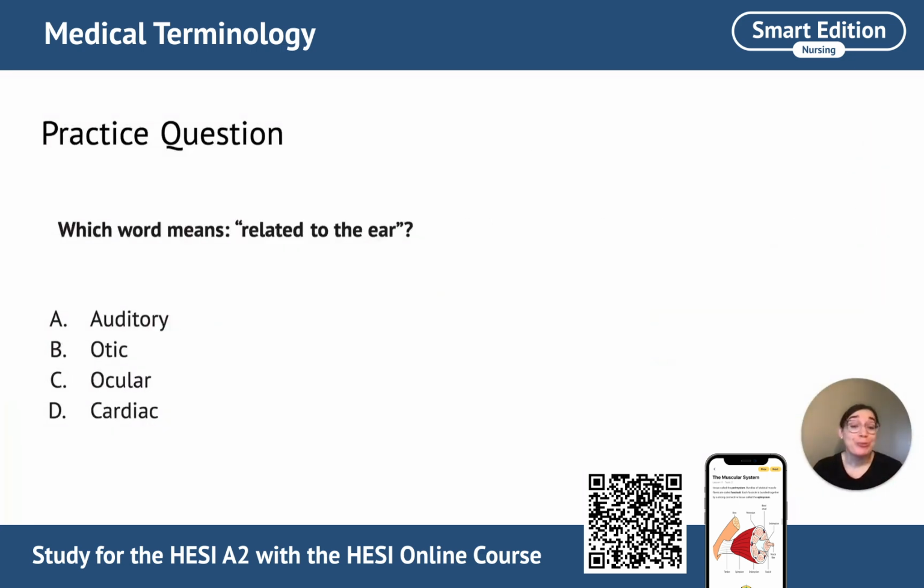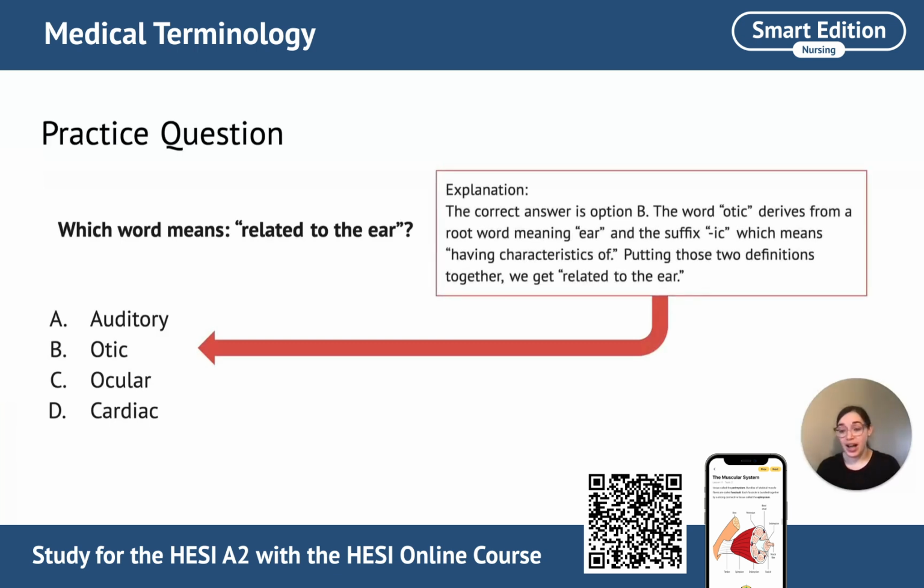Which word means related to the ear? Is it A, auditory? Is it B, otic? Is it C, ocular? Or is it D, cardiac? And the best answer here is option B, the word otic. So otic derives from a root word that means ear, and the suffix ic, which we've said earlier in our presentation, means having characteristics of. So putting these together, this word literally does mean related to the ear.